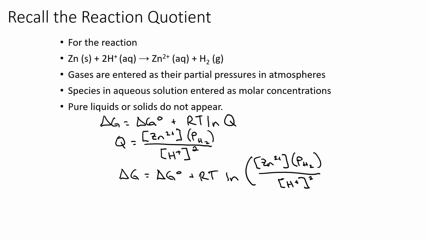And we plug in the correct R, 8.3145 times 10 to the minus third kilojoules per Kelvin. We'd have to plug in the temperature, and we might need our standard Gibbs free energy from somewhere. But that's all we're doing, using that to plug in for our reaction quotient. That may change the spontaneity.